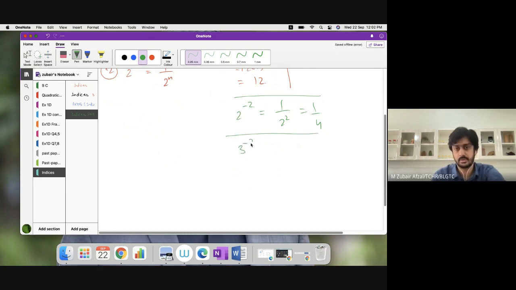If the question is 3 raised to power minus 2, this is 1 over 3 raised to power 2, which is equal to 1 over 9. If we have questions in fractions, suppose (2 by 3) raised to minus 2, again this will switch because the power is negative. To make it positive, we just switch the numbers. 3 square is 9 and 2 square is 4.